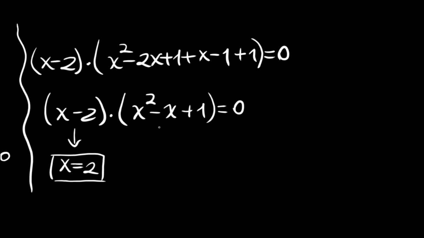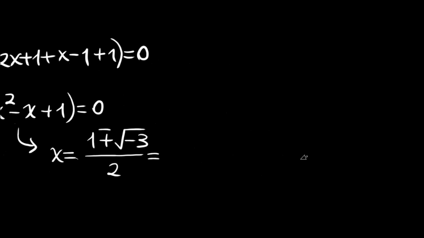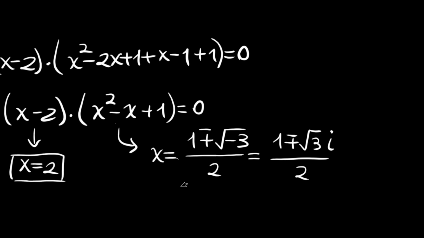And using the quadratic formula, here we will have x is equal to negative b, which is plus 1, plus minus the square root of b squared, which is 1, minus 4 times a times c, which becomes 4. So subtracting, we will have negative 3, the square root of negative 3, divided by 2 times 1, which is 2. So we have complex roots 1 plus minus root 3 times i, all divided by 2. These are our complex roots, and x is equal to 2 is our real root, the integer root.